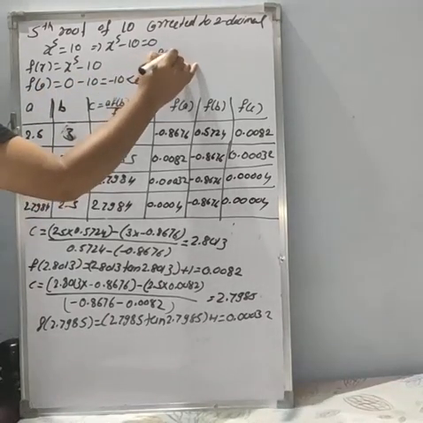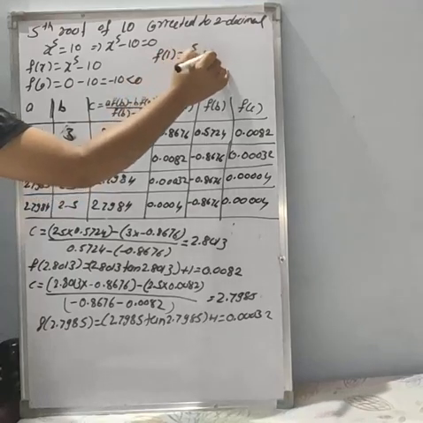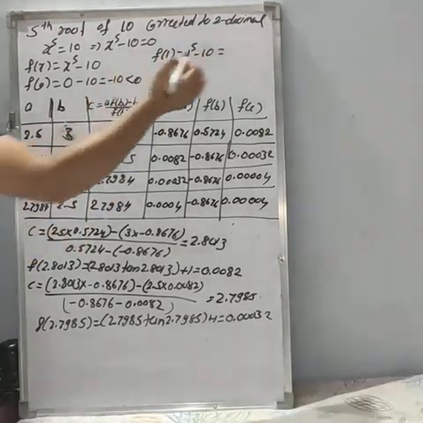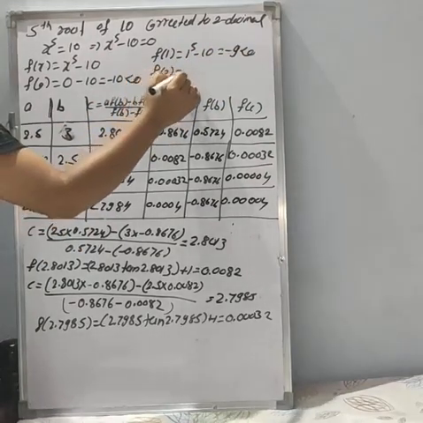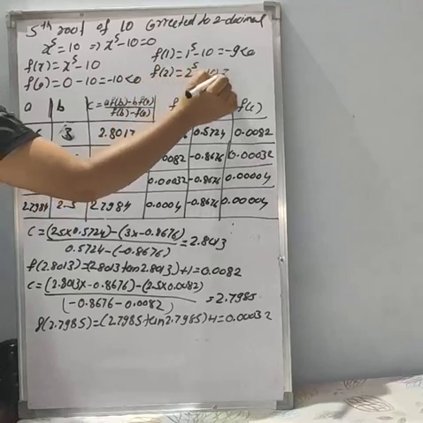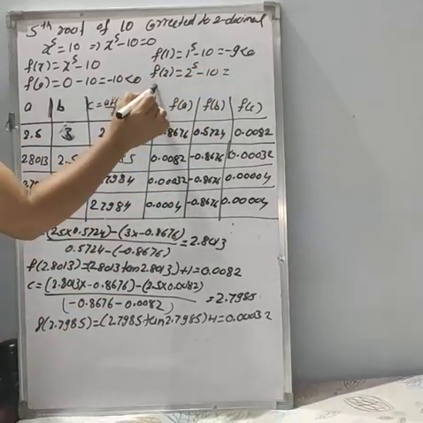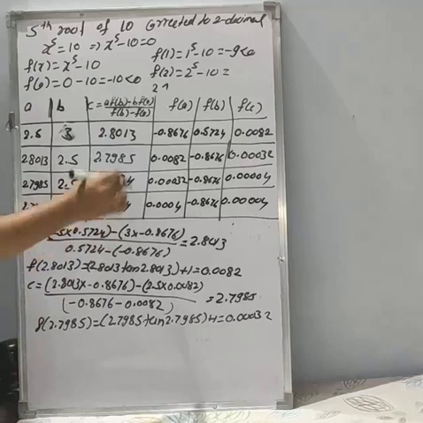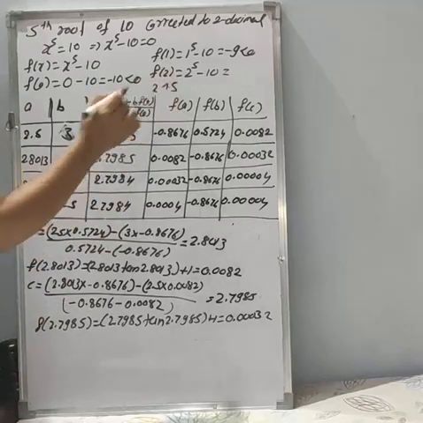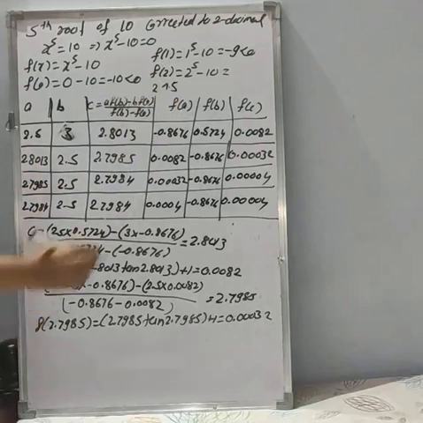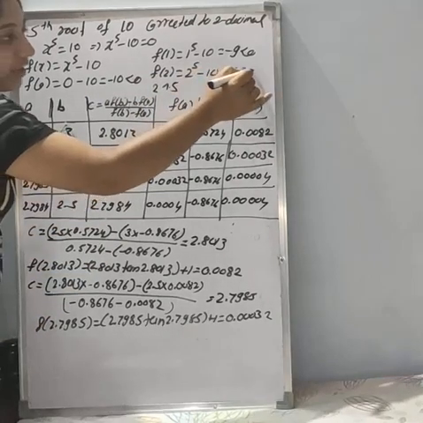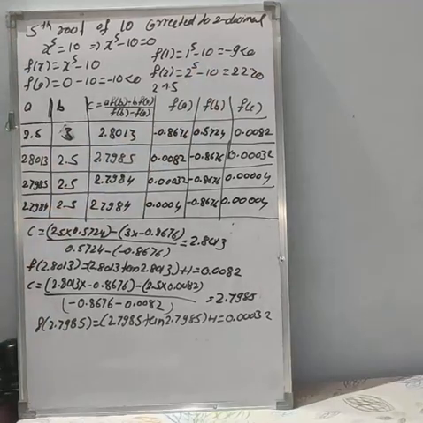Next f of 1, okay. So 1 raised to 5 minus 10. 1 raised to 5 is 1 only. 1 minus 10, you will get minus 9. Again both are negative. So next is f of 2. 2 raised to 5 minus 10. Okay, you can type in the calculator 2, then type this arrow mark, raised to, then type the number 5. You will get the value of 2 raised to 5. So you will get 2 raised to 5 minus 10 is 22 and it is positive. Okay, so we have the values of a and b now.